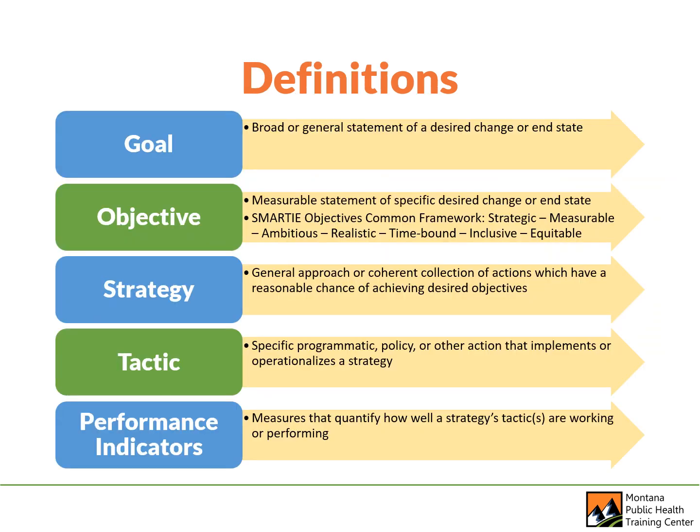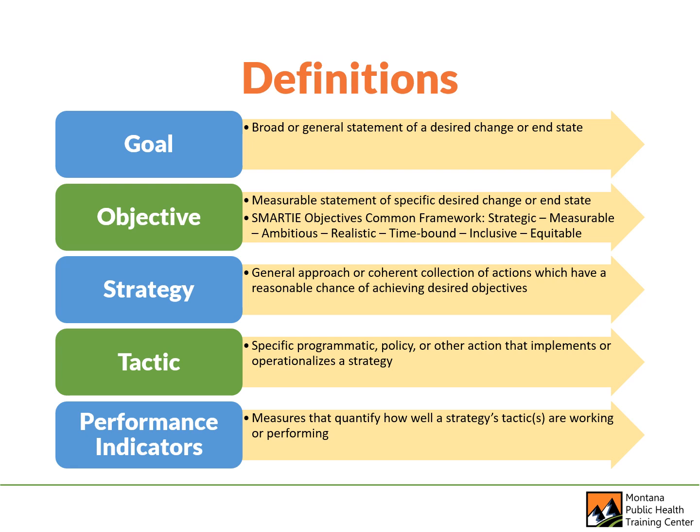So one thing that can be somewhat tricky when you think about a health improvement plan is, I just want to go over a couple of the definitions of things that are usually in there. A goal is a broad or general statement or desired change or end state. Maybe it's something like no residents of County X smoke. The objective is really where we go into those SMARTY objectives. They are measurable statements of specific desired change or end state. So they are strategic, measurable, ambitious, realistic, time-bound, inclusive, and equitable. So it's coming up with that. Then the strategy is how we are going to change that objective, right?